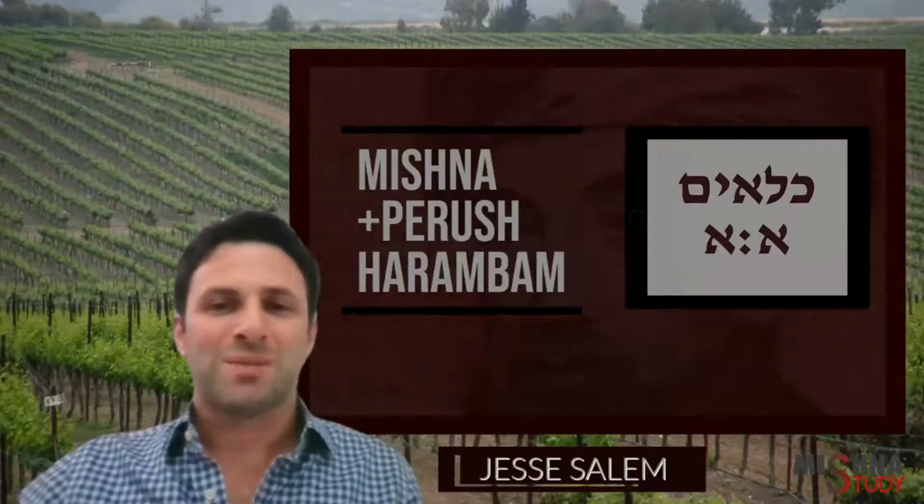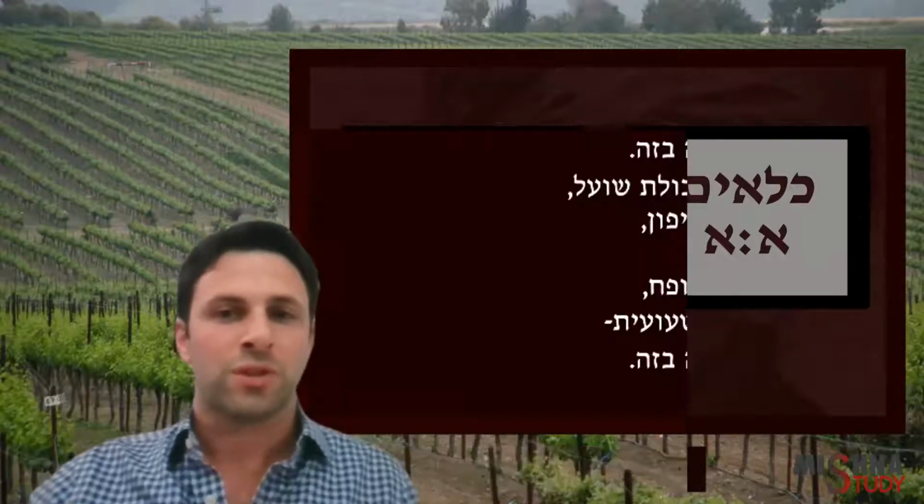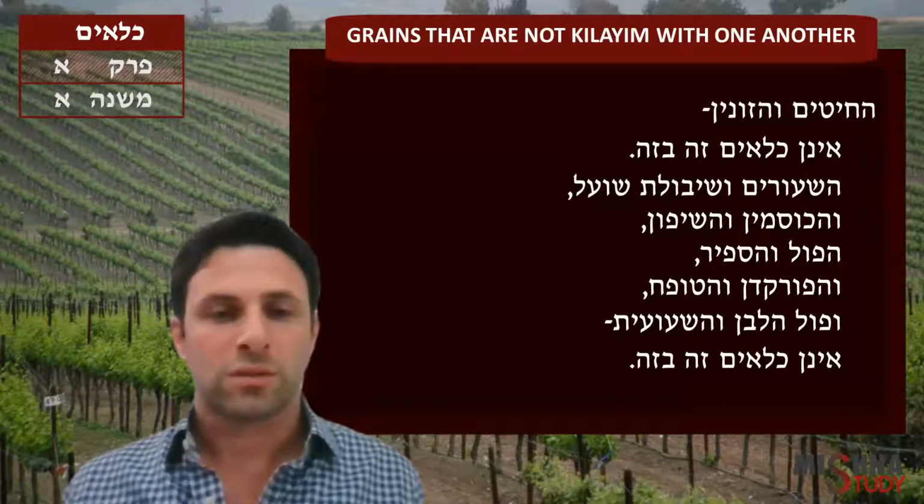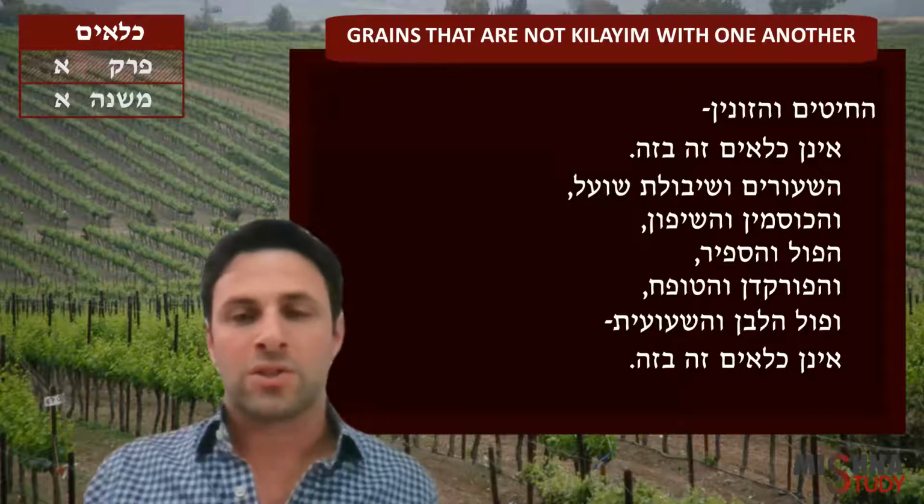Welcome to Mishna study. Masechet Kilayim, Perek Aleph, Mishna Aleph. We just finished the introduction. Now we're going to jump into this first Mishnah. We're going to speak about grains that are not Kilayim with one another. If we have these types of grains, these aren't considered Kilayim. And let's jump through it.